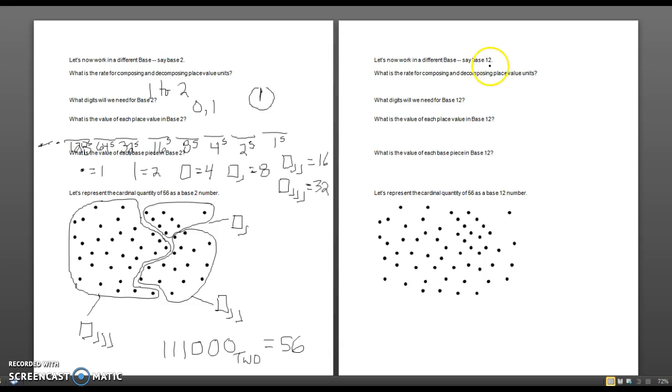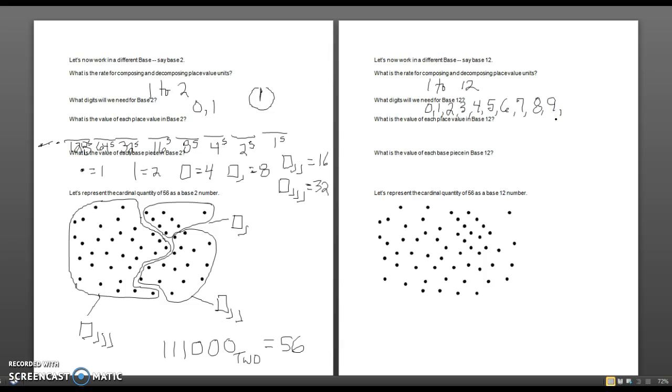All right, now we're going to work in base 12, which is the highest base that I'm going to have you work in. All right, this one, just like with base 2, has a little weirdness to it, but we'll work through it. What is the rate for composing and decomposing? Got this by now, right? 1 to 12. What digits do we need? All right, so we need 0, 1, 2, 3, 4, 5, 6, 7, 8, 9.